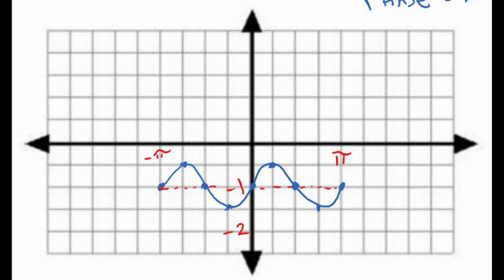So I do that on the left, I do that on the right, and I make sure that I'm only going up half a unit, down half a unit. And that's how I get this graph right here. Okay, so that is it for number 5. Let's take a look at number 11.